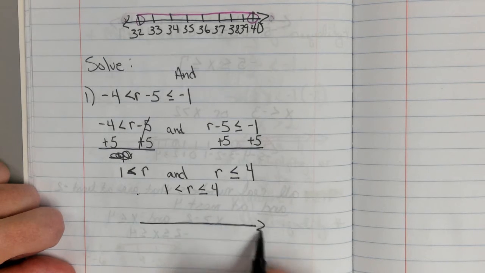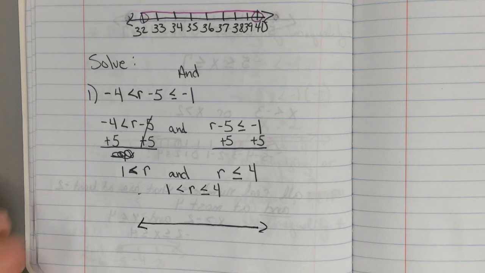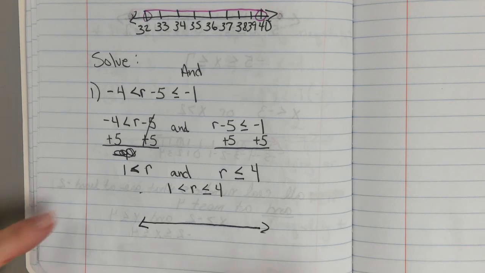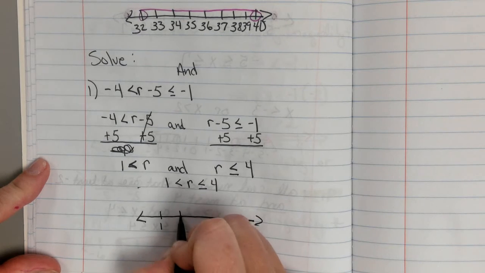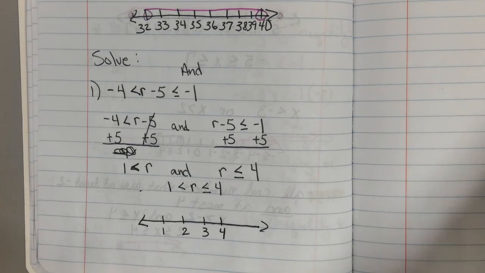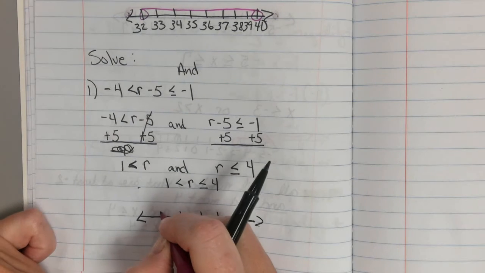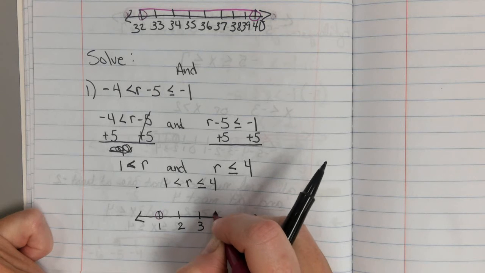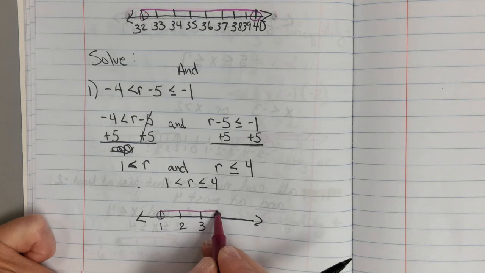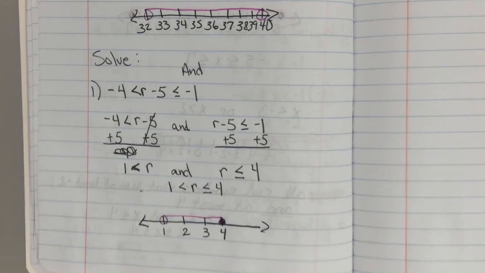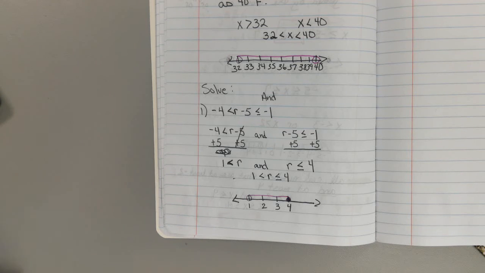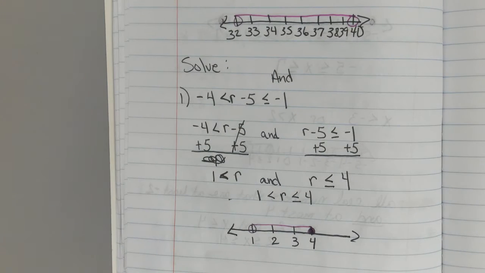All right, what's this going to look like graphed? So 1 through 4. And what kind of circle is the 1 going to have? Open. And then what kind of circle is the 4 going to have? Closed, because it's a double symbol. So is 1 part of your solution set? No. Is 4 part of your solution set? Yes.